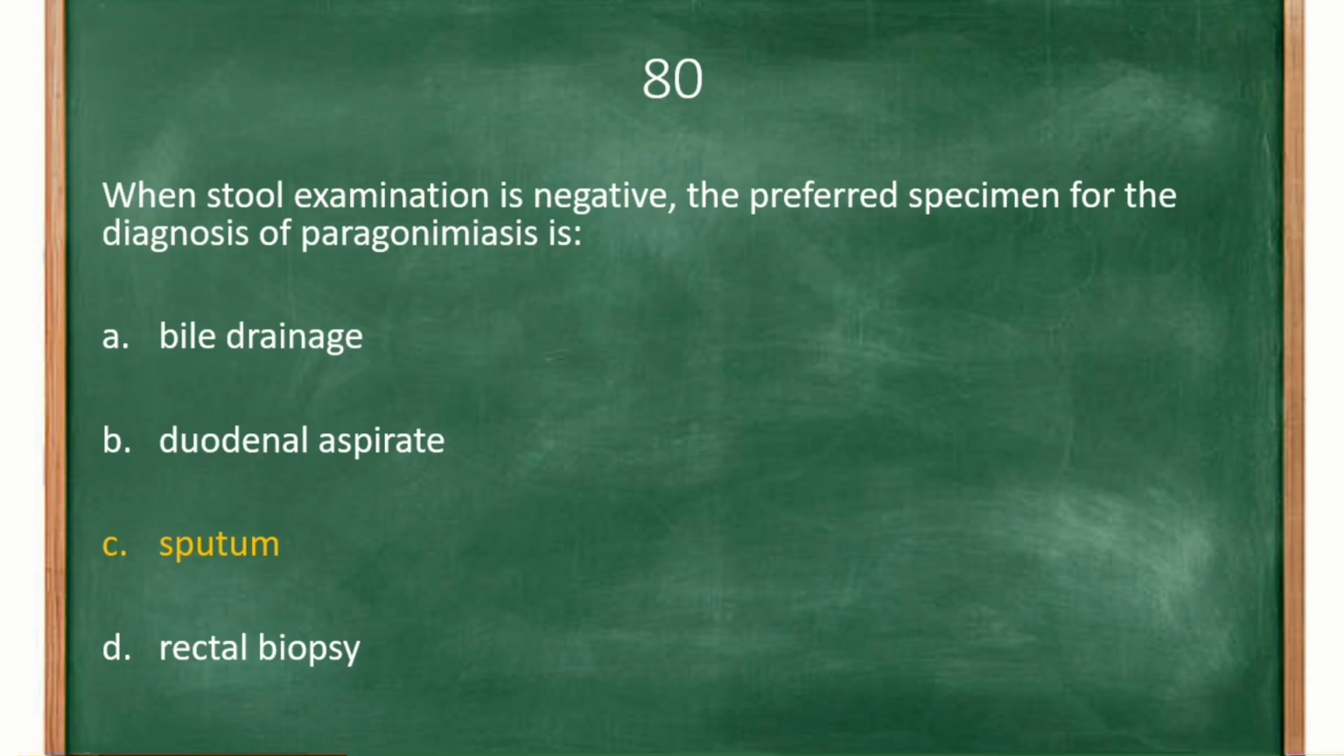And if you look at paragonimiasis, it's caused by Paragonimus westermani. This is a lung fluke, and it lays eggs in the lungs. And so when you are not able to detect it in stool, another sample that you can take is sputum. It will help you identify the eggs. Okay, so that's about that.